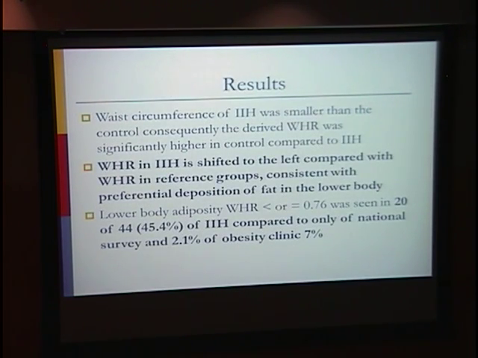Waist circumference of IIH was smaller than the control. Consequently, WHR was significantly higher in the controls compared to the IIH patients. So this shows us that it shifts to the left compared with the reference group, consistent with what we call preferential deposit of fat in the lower body. Lower body adiposity, WHR less than 0.76, was seen in 45% of IIH, compared to only 2.1% in the national survey and 7.7% in the obesity clinic.